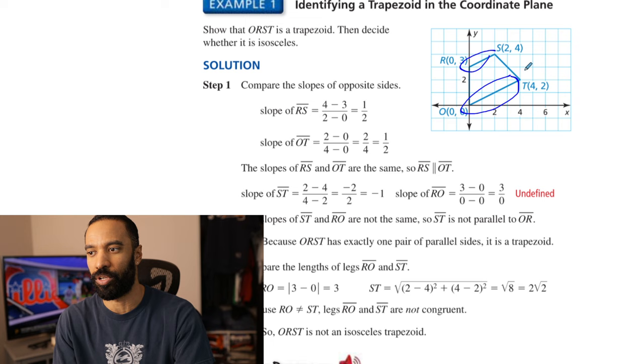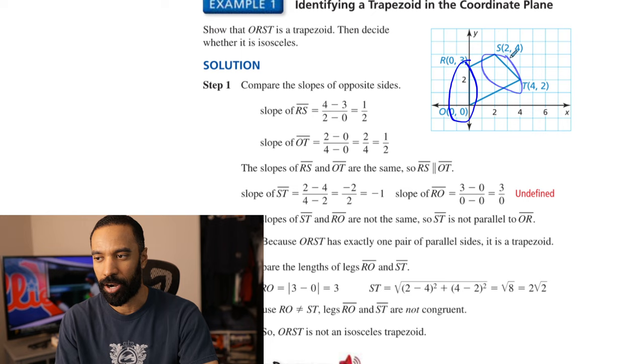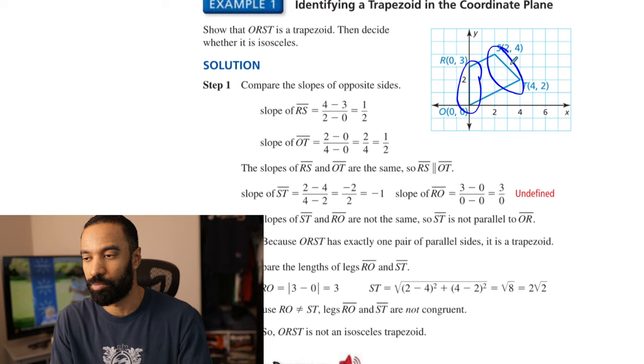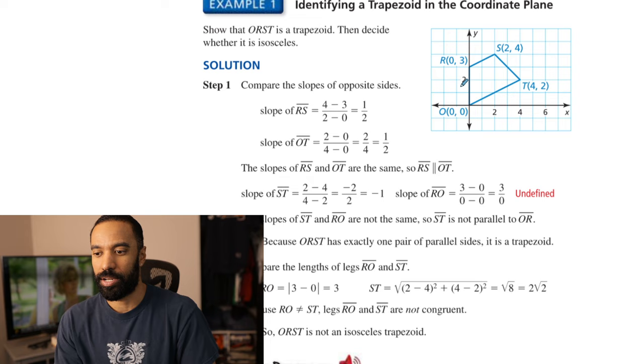Clearly, RO and ST are not parallel. But RS and OT are. I think it's important to also show that these are not parallel, though, at the same time. They're not parallel, because if they were, it'd be a parallelogram. And then we also want to see whether it is isosceles or not. We have to see if these have the same length as well.